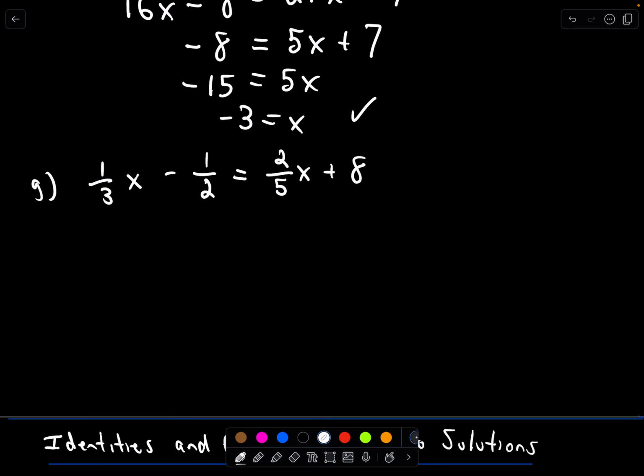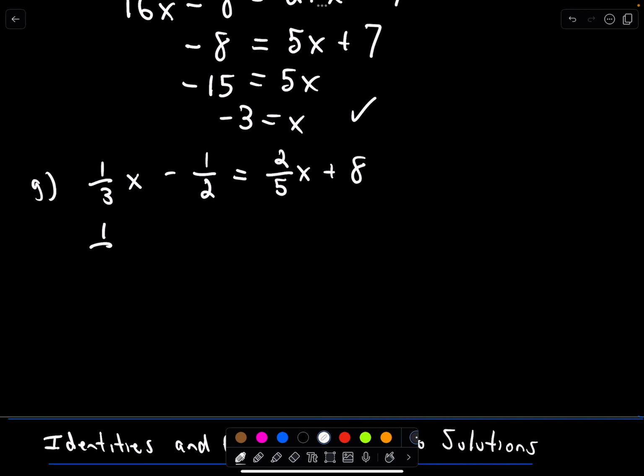Okay, last but not least, now we've just got some fractions. 1/3 x minus 1/2 equals 2/5 x plus 8. There's a couple different ways you could do this that are certainly all equivalent. We could go ahead and start combining like terms. If I want to combine my x's, I could either subtract 1/3 x from both sides or 2/5 x from both sides and do like I was doing before.